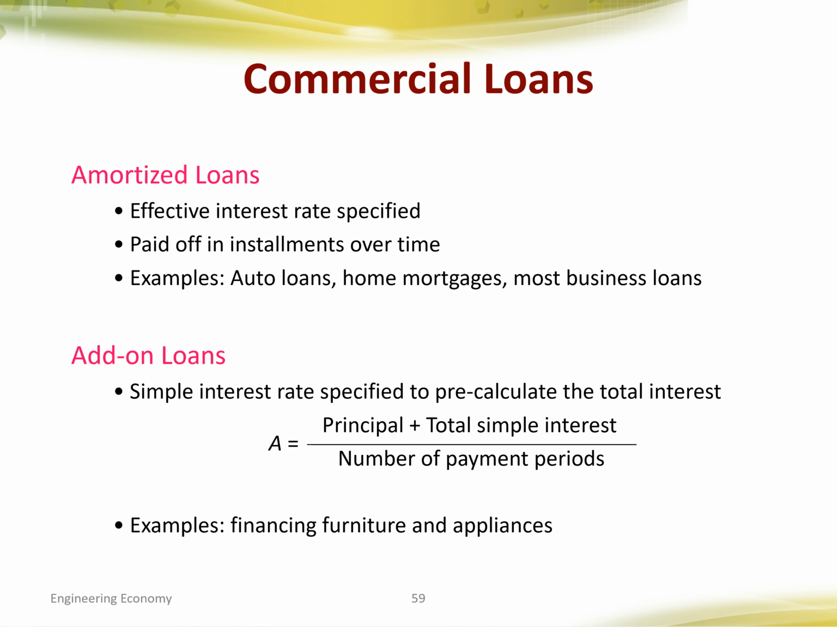Here's another loan which is popular for furniture and appliances. It's called an add-on loan. It looks simple. You have a simple interest rate, and you can use the interest rate to compute the total interest that you need to pay, and then you add it to the principal and divide this amount by the number of payment periods.